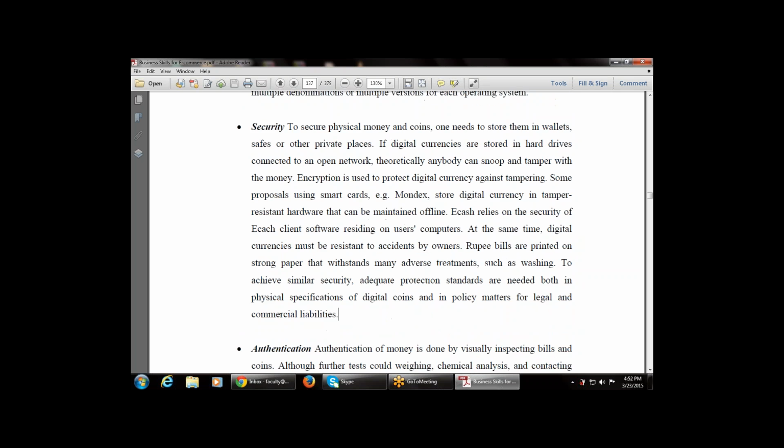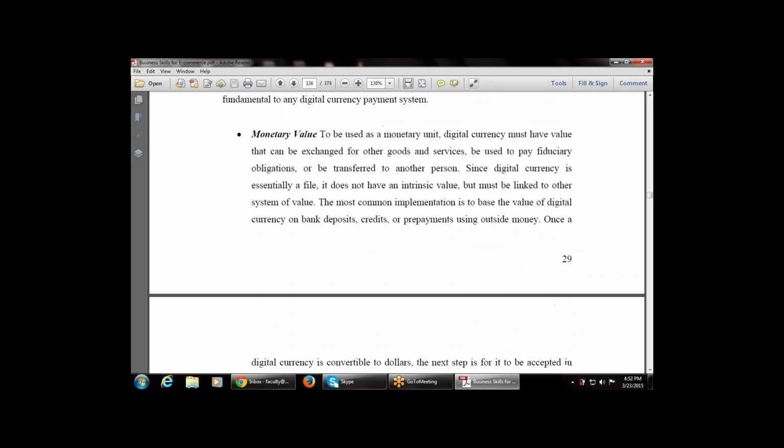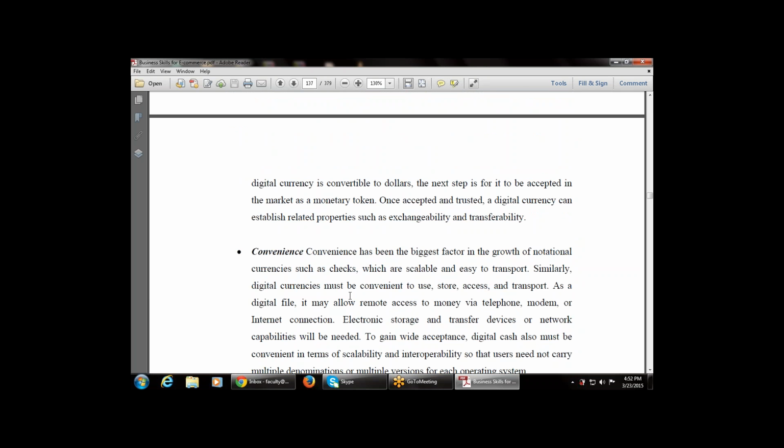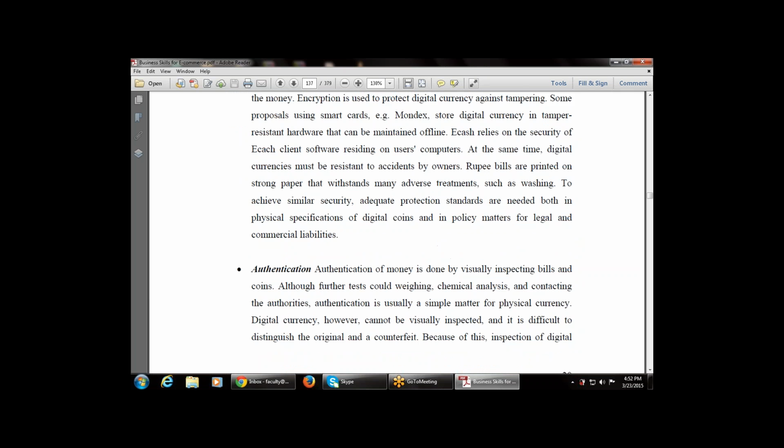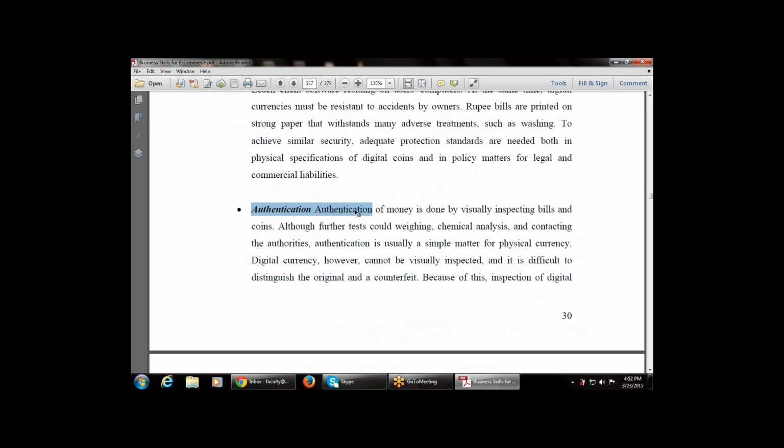So this is the next one. This is the third feature, or third property. One is the monetary value, then convenience, then security. Next one is authentication. That is the next part, authentication. So the digital currency must be authenticated with each other.